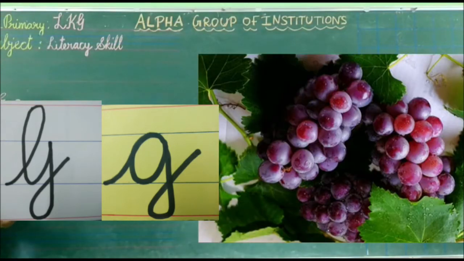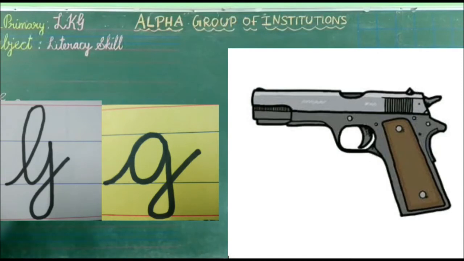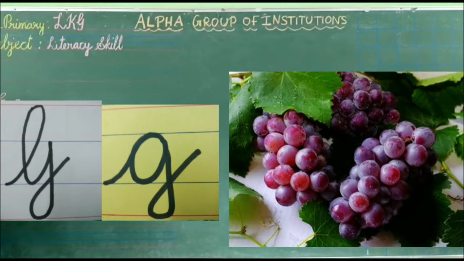G. Grapes. Bunch of grapes. Next. G. Girl. Next. G. Gun. G. Gun. One more time. What letter is this? G. G sounds guh. G. Grapes.